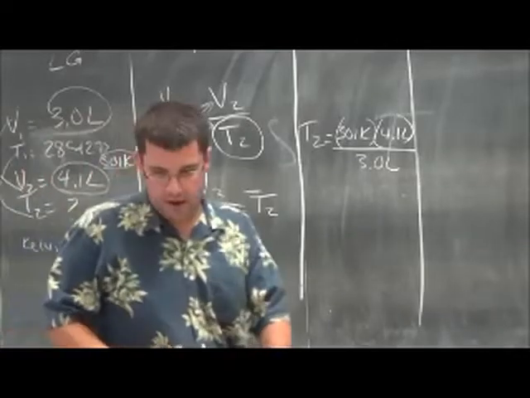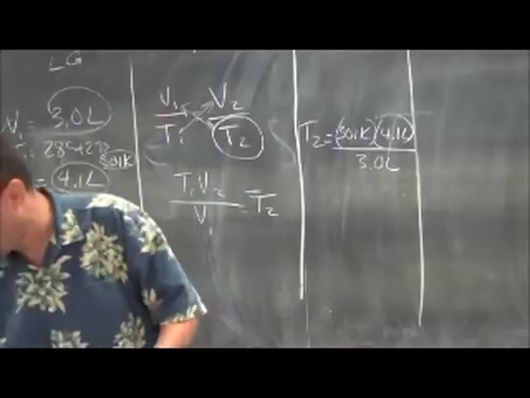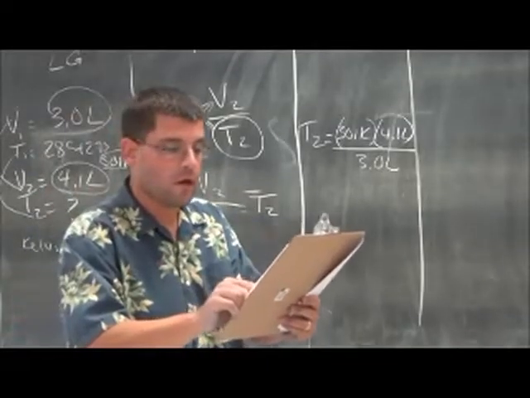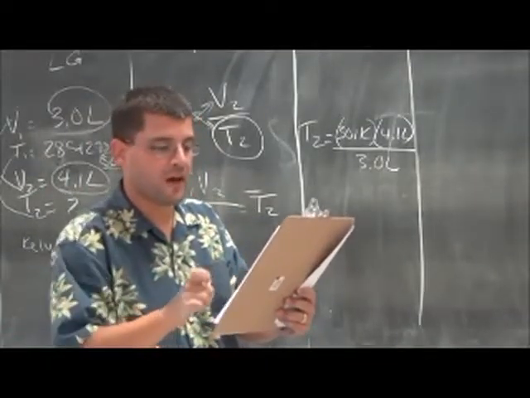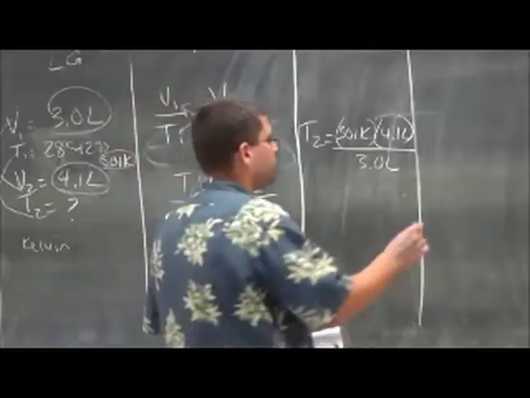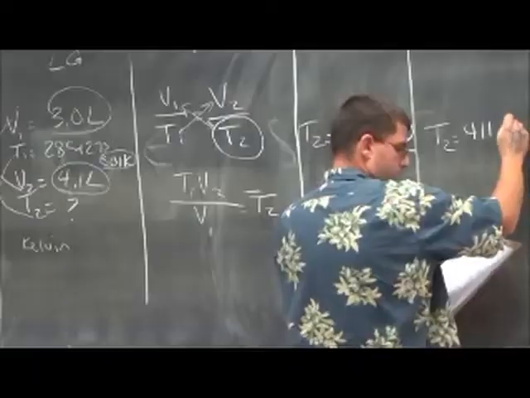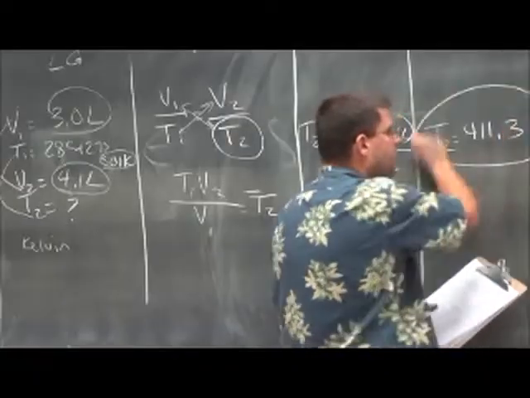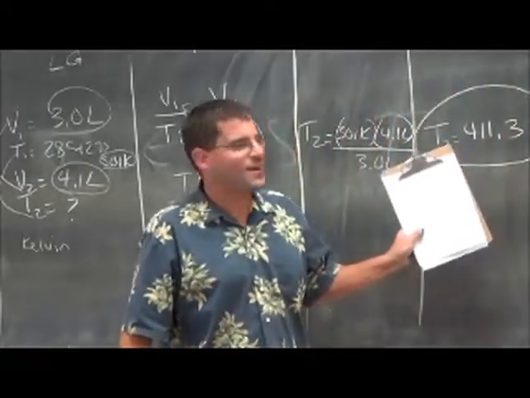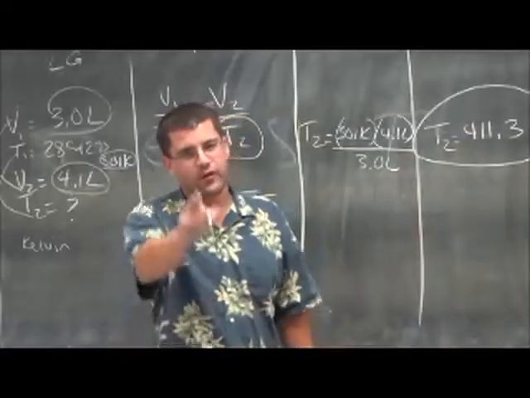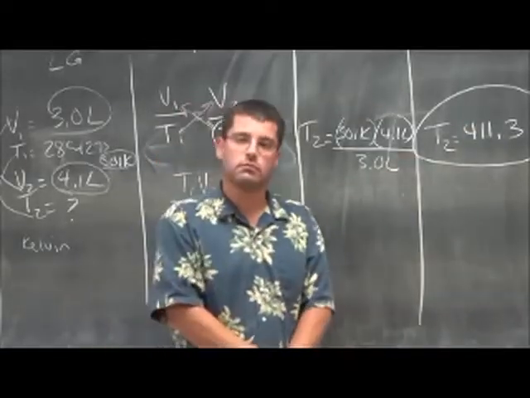So when we calculate it through, 301 times 4.1 divided by 3 gives me approximately a T2 value of 411.3. I'm done. No, I'm not. I'm not done yet. What did I forget? Sing that song now. I'll wait.